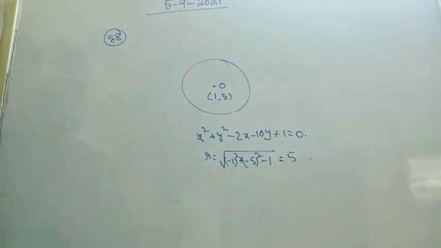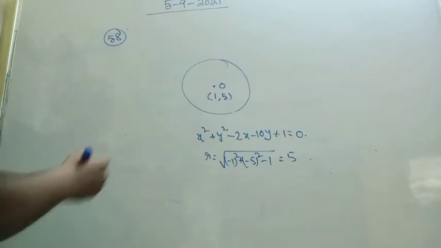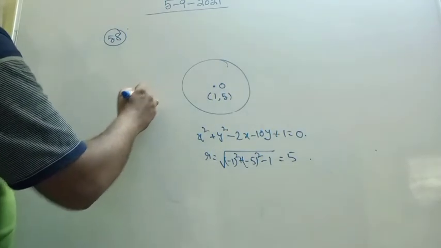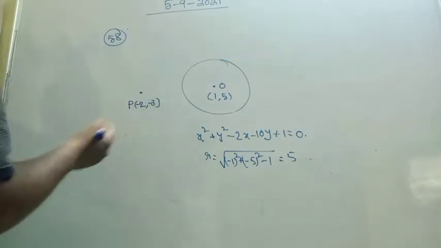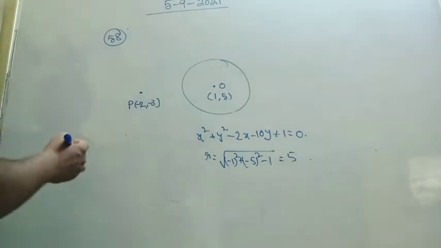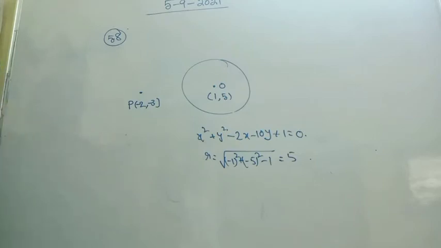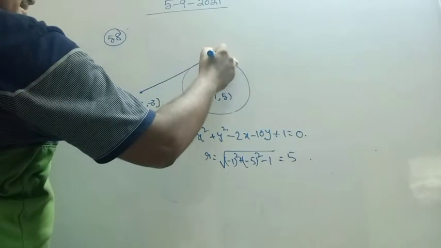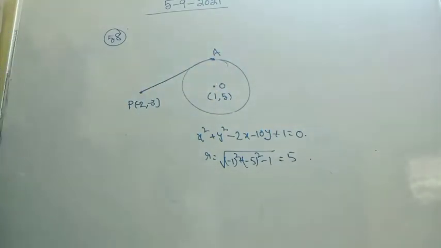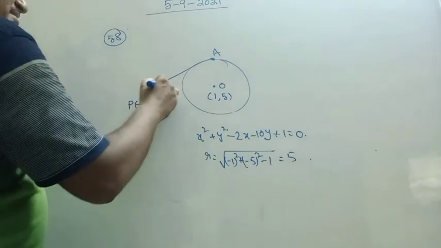After that, what they are telling is lines are drawn through the point P, minus 2 comma minus 3. You have drawn the lines to meet the circle at A. Then they are asking the length of the line segment PA.